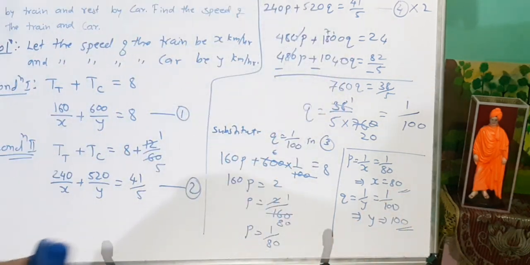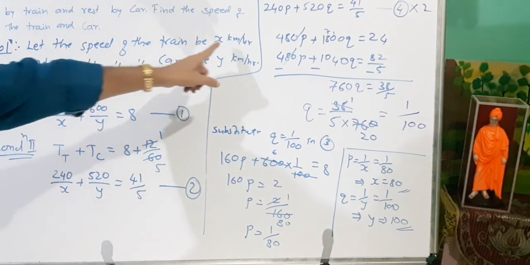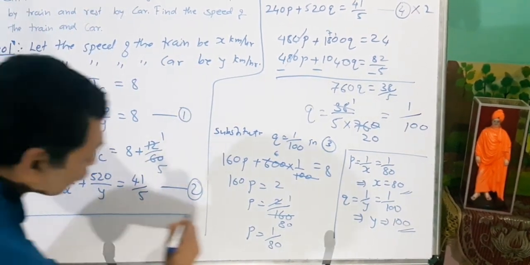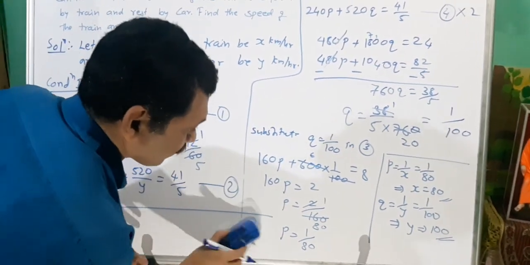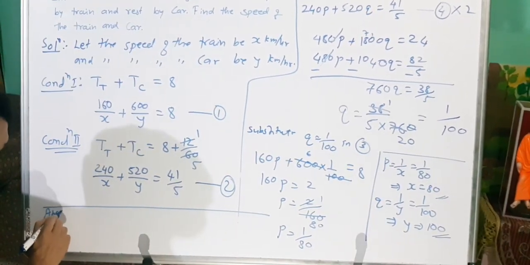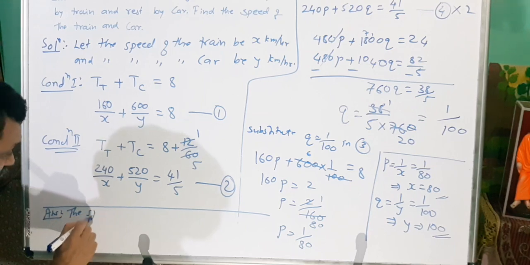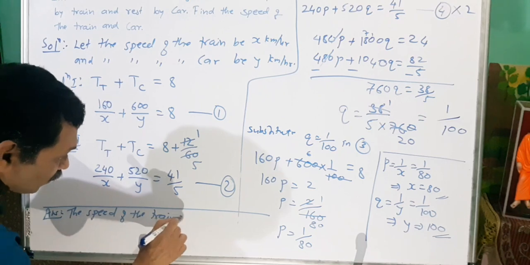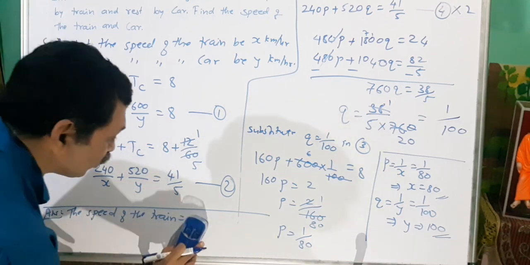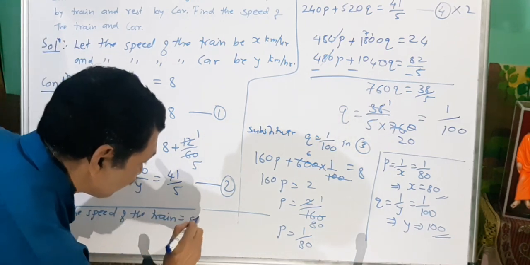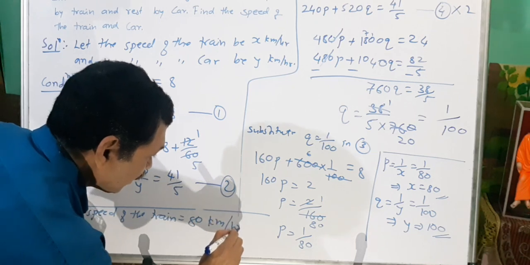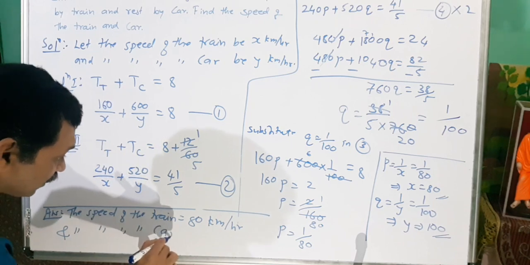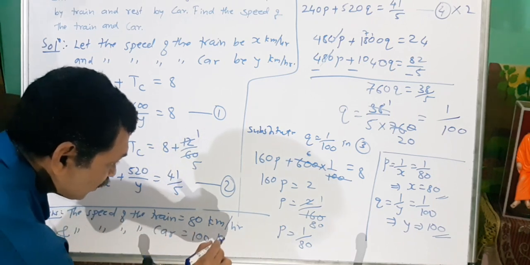So therefore our answer is, what is x? X means the speed of the train. Therefore the answer: the speed of the train is equal to 80 km per hour, and the speed of the car is equal to 100 km per hour.